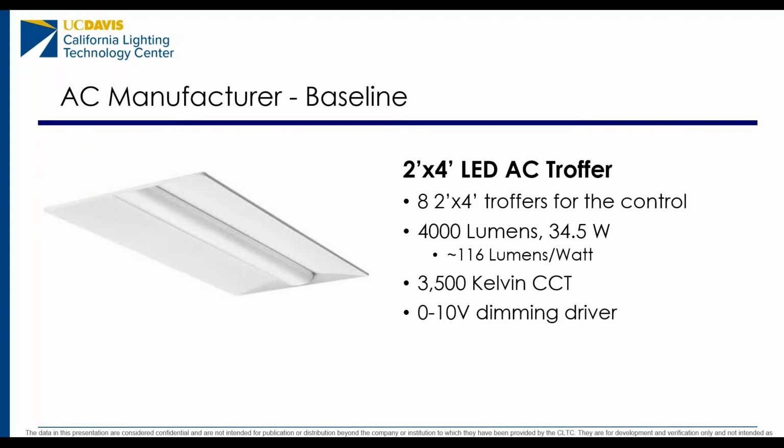All right. So to specify our AC baseline system, again, we spoke with multiple electrical distributors and identified this 2x4 LED luminaire as a commonly used commercial AC luminaire. For the study, we procured 9 2x4 luminaires with a 4,000 lumen output at 35.5 watts, or 116 lumens per watt, a correlated color temperature of 3,500 Kelvin, with a 0 to 10 volt dimmable driver.